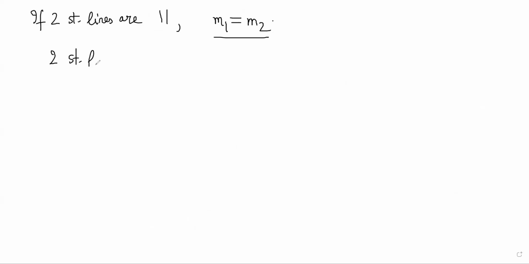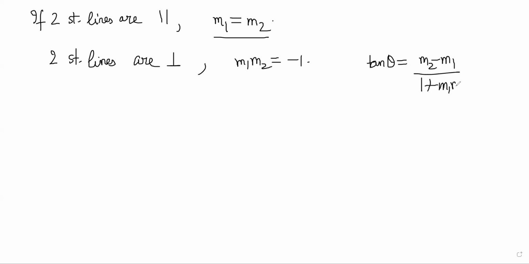Now, if two straight lines are parallel, then their slopes will be m1 is equal to m2. The slopes will be same. And if two straight lines are perpendicular, then m1 m2 product should be equal to -1. The reason is that the angle between straight lines is m2 minus m1 by 1 plus m1 m2. And for perpendicular straight lines, this angle is 90. And tan 90 is infinity. So 1 plus m1 m2 should be 0, right? So these are the things that we come to know from the basic y is equal to mx plus c equation.